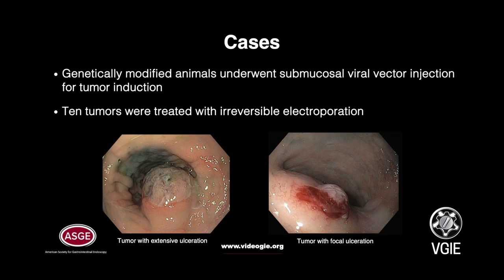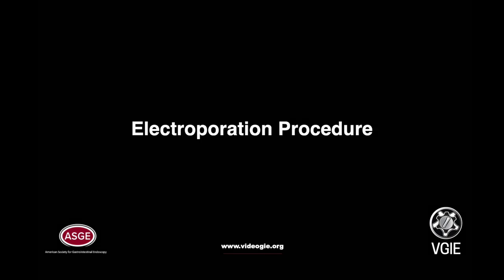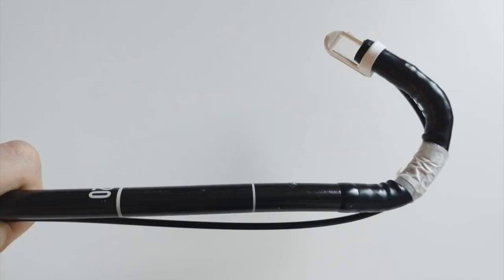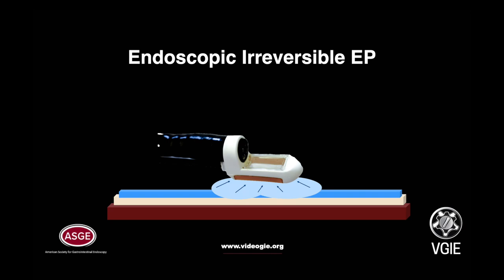10 tumors were treated successfully with good or fair contact with the EP probe. The flexible O-ring of the electroporation device was easily attached to the distal end of the endoscope and secured with adhesive tape. The therapy window was oriented to the 6 o'clock position.